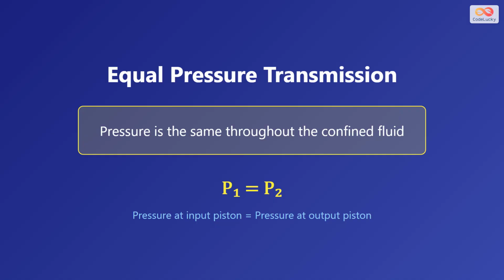Here is the key concept. Pressure is the same throughout the confined fluid. According to Pascal's principle, the pressure at the input piston, P1, equals the pressure at the output piston, P2. This equal pressure transmission is what makes hydraulic systems so powerful. Even though the pistons are different sizes, the pressure remains constant throughout the entire system.